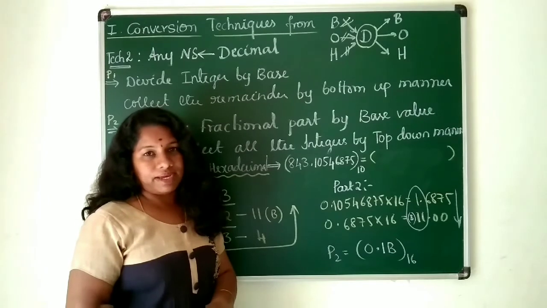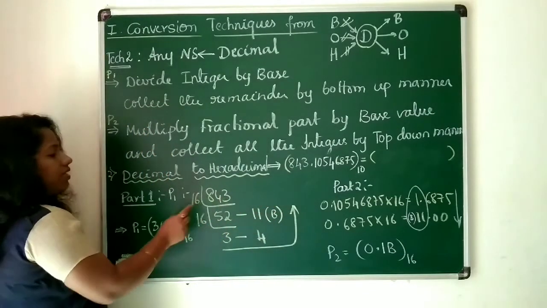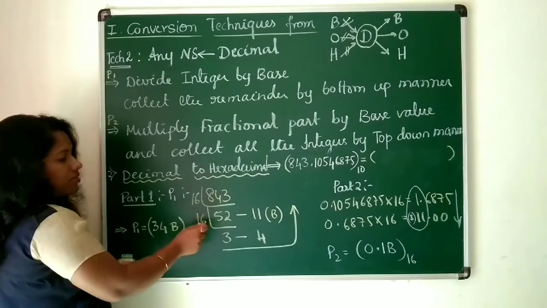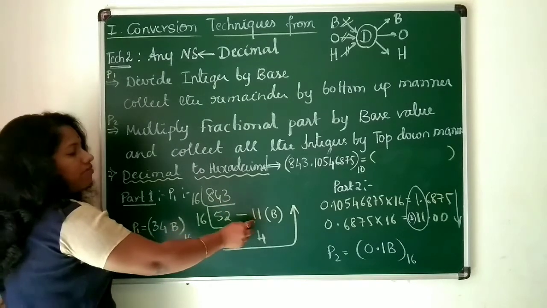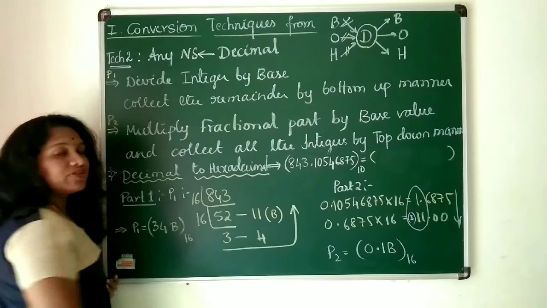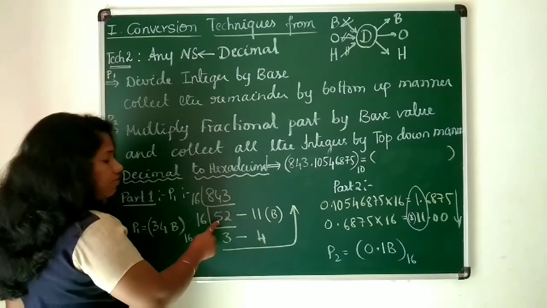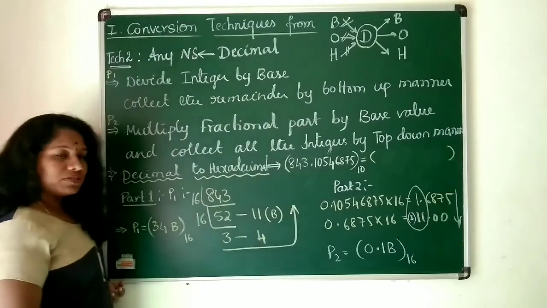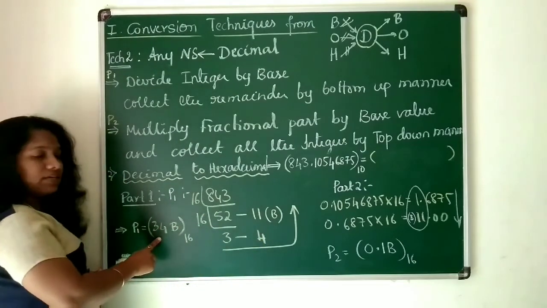So let's take the integer part. 843 which is divided by 16. 16 5s are 80, 43 is remaining. So 16 2s are 32, 11 is remaining. So 11 can be written as B in case of hexadecimal number system. And then 16 3s are 48, 4 is remaining. So further division is not possible. So the answer is 34B, that I have taken here as part 1.